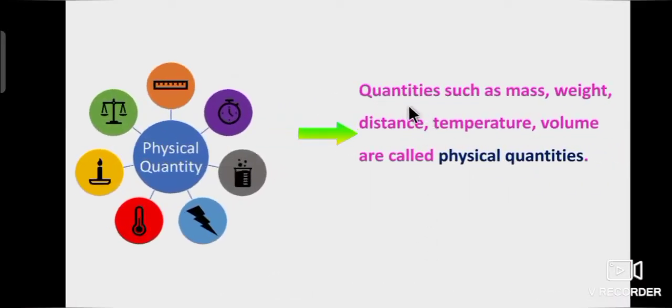So, quantities such as mass, weight, distance, temperature and volume are called physical quantities.